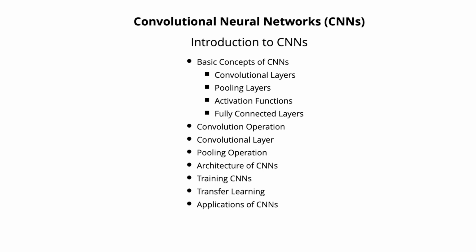Next, transfer learning. Transfer learning is a common technique in CNNs where pre-trained models trained on a large dataset, for example ImageNet, are fine-tuned on smaller datasets or specific tasks. This approach leverages the learned features from pre-trained models and adapts them to the new task, often leading to improved performance with less data. What are the applications of CNN?